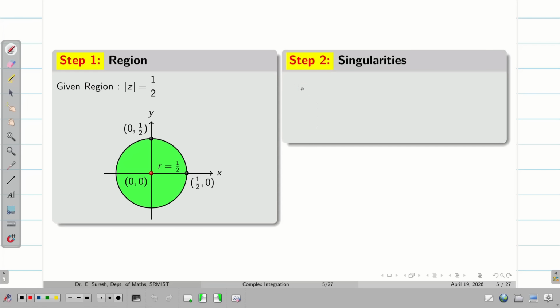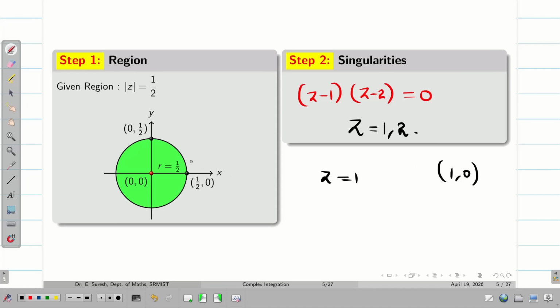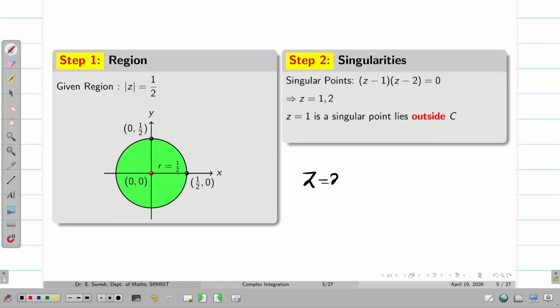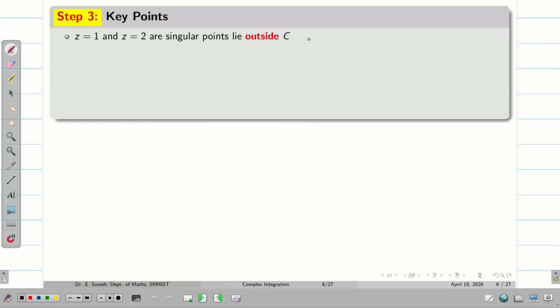Step 2, as usual, take the denominator, equate it to 0 to find the singular points. Here the singular points are 1 and 2. When I take z equal to 1, we have the point (1, 0). Obviously, it lies outside. Similarly, if you take z equal to 2, the point is (2, 0), and we see the point (2, 0) also lies outside C. So both singular points lie outside C. Next, step 3, we write that both the singular points are lying outside C.